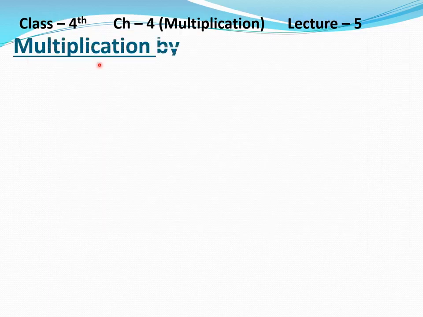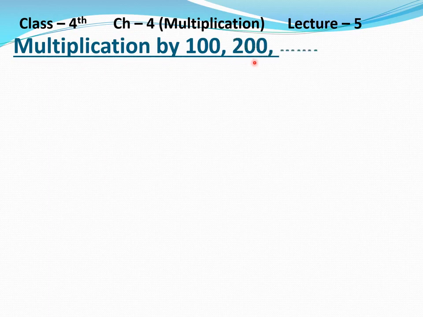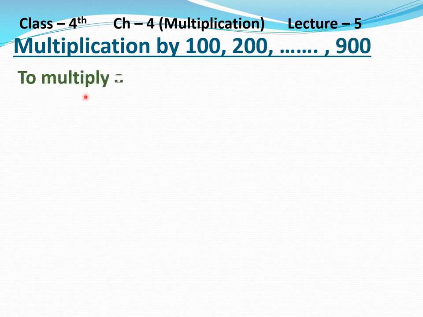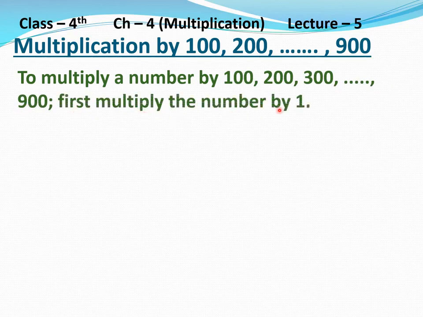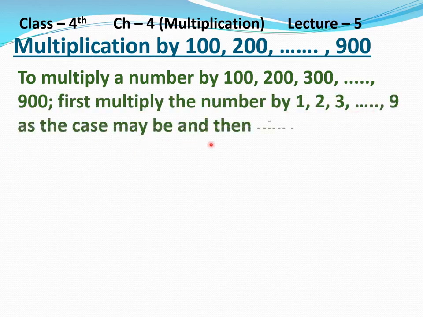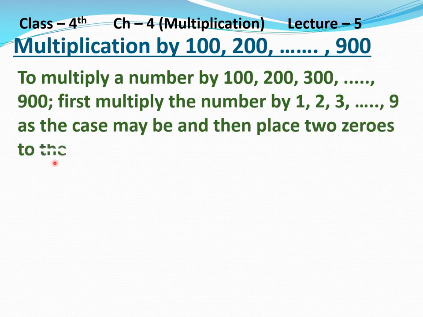Now multiplication by 100, 200 and so on up to 900. See, to multiply a number by 100, 200, 300 and so on up to 900, first multiply the number by 1, 2, 3 and so on up to 9 as the case may be. And then place two zeros to the right side of the product.